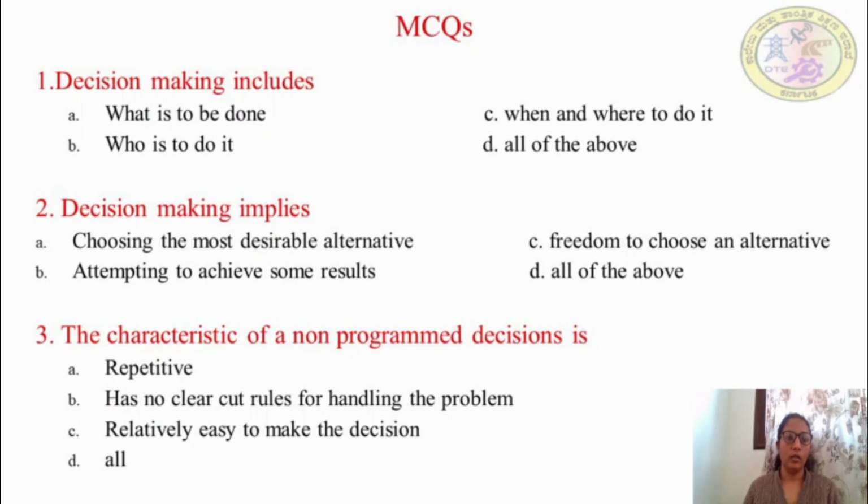Second question is, decision making implies the options are choosing the most desirable alternative, option B, attempting to achieve some results, option C, freedom to choose an alternative, and option D is all of the above. So, decision making implies all the mentioned options. So, the correct answer is option D.